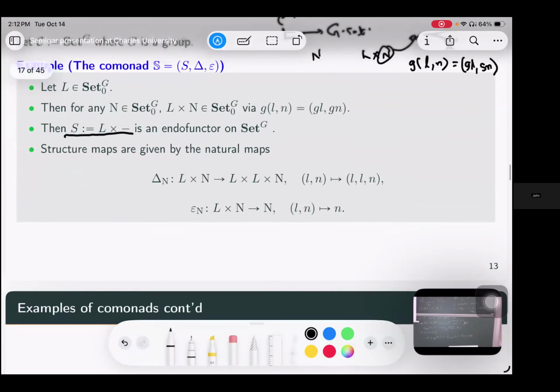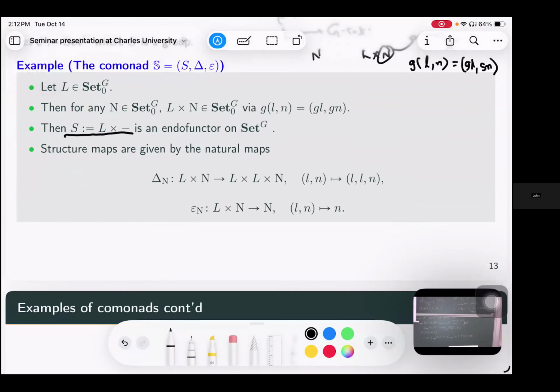and we need natural transformations to accompany this so that we can call this a comonad. Now the coproduct is given by this. So again, we duplicate the L, and then we just maintain the N, and with the counit, we do nothing to the L. We only project out the N, and this gives us a comonad on the category of G-sets.